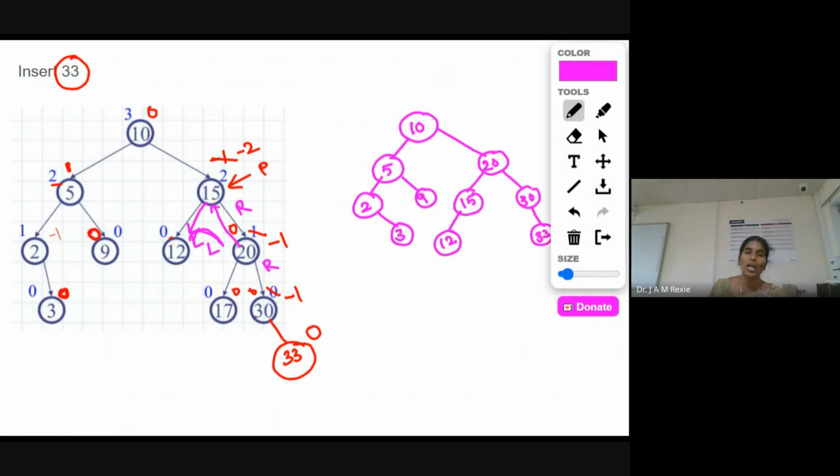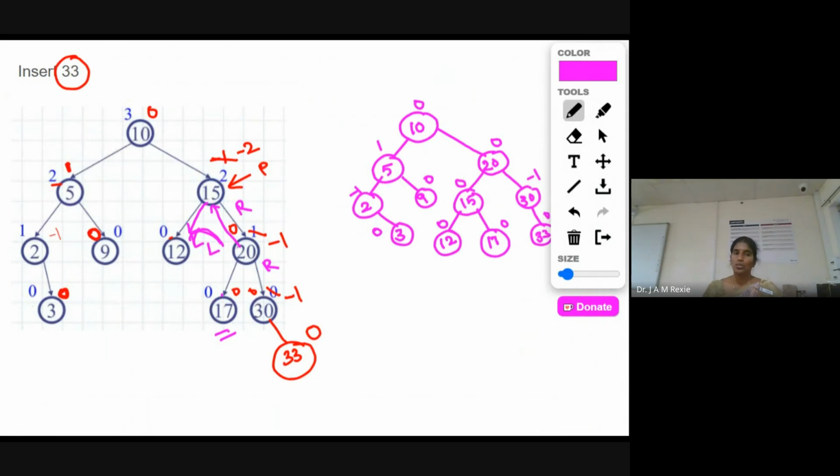Now what will happen to the 17? Since 20 has taken 15 as its left child, the 17 will be becoming the right child of 15. So 17 will be taking the right of 15. Okay, now the balance factors are 0, and here it will be minus 1, and here it is 0. And the other balance factors will be the same as earlier.